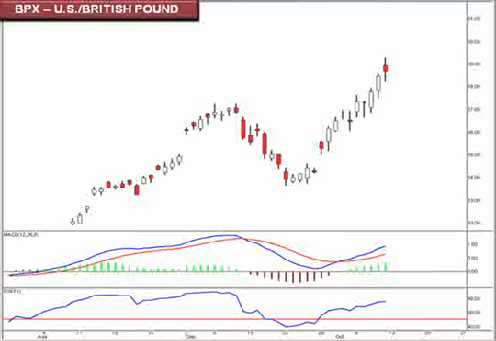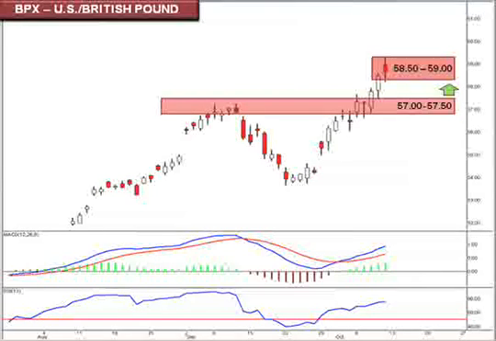Well, the US versus the British pound, seen here in our pair value BPX, also behaved as anticipated. We thought that a break above that 57 to 57.50 focal zone would likely play into the 58.5 to 59, where we can see now that as of Friday we're showing a little bit of indecision. Now, if we look at our MACD, again, much like the euro, we do see that the US dollar is maintaining some strength and some notion of a continuation to the upside here.